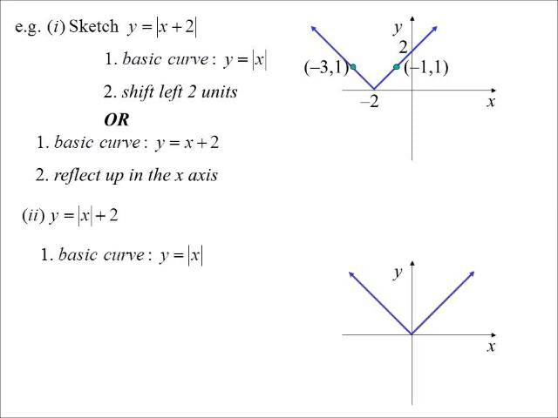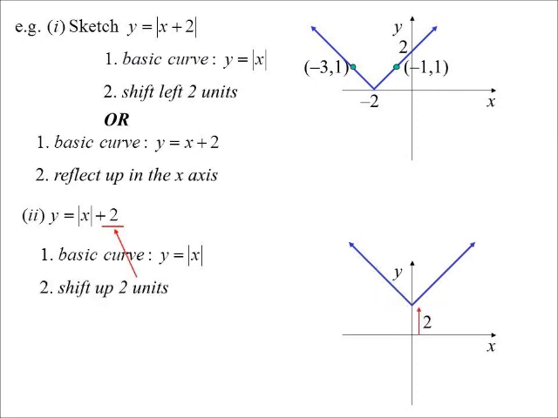What about this one then? Instead of being the absolute value of x plus 2, just the absolute value of x, plus 2. I could say, well, I've got the basic shape, the absolute value graph, but this time it's a vertical shift. We're going to shift that up 2. So up 2 it goes. There's our graph.